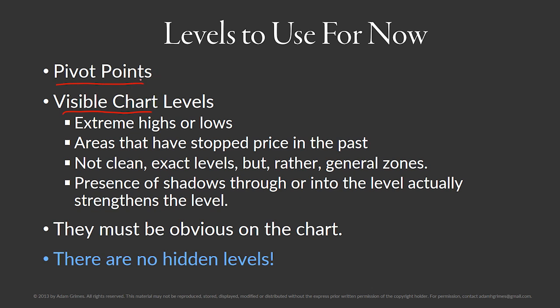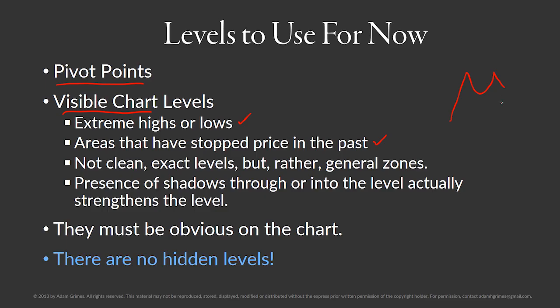These will almost always be pivot points. What are visible? Extreme highs and lows, areas that have stopped price in the past. Sometimes you'll see things like this where you have multiple tests. One important thing is that these support and resistance levels are not exact levels. They're broad general zones. So when we get into an area, we start to think maybe something's going to happen here. Presence of long shadows through or into the level seems like a paradox, but this actually strengthens the level.